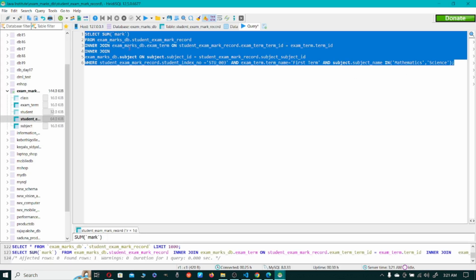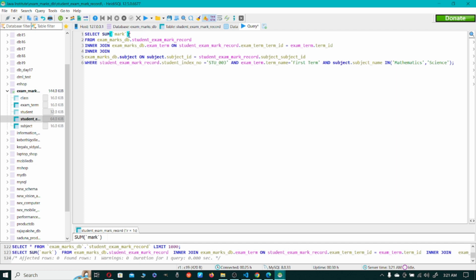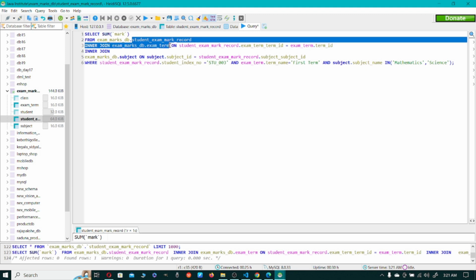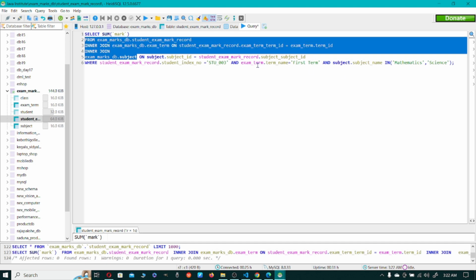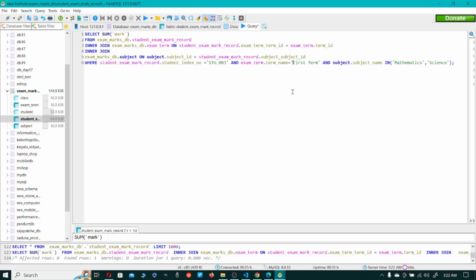This should be our third query. Once again, we are finding the sum, and in this case, we have joined the student exam mark award table with the exam term table, and to that table, we have lastly joined the subject table, and we have used this as our condition because they have mentioned the student index number.